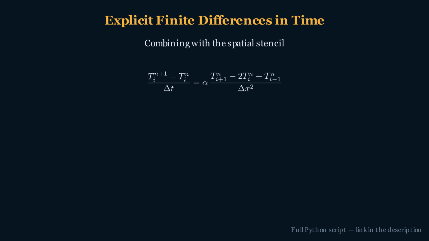Substitute the central difference stencil we already derived for the spatial second derivative, evaluated at the current known time level n. That's what makes this explicit. Every term on the right is already known. Solving for the new value gives the explicit update formula, with a grid-based Fourier number built from delta x instead of the wall's full half-thickness. Every interior node updates independently, directly from its neighbors at the old time step.